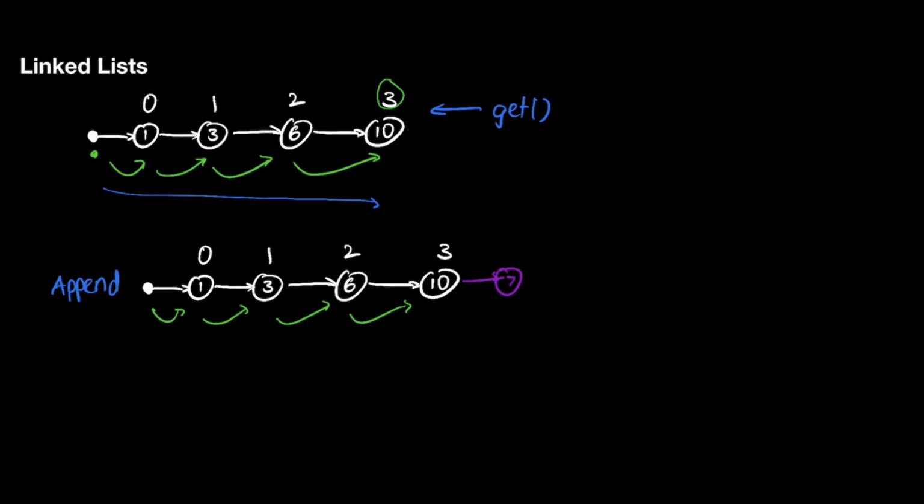And then if I want to append another one to the end, I will have to start all over from here. So I'll have to go this way and then this way and so on and so forth until I get to the end of this new linked list with the 7 at the end.